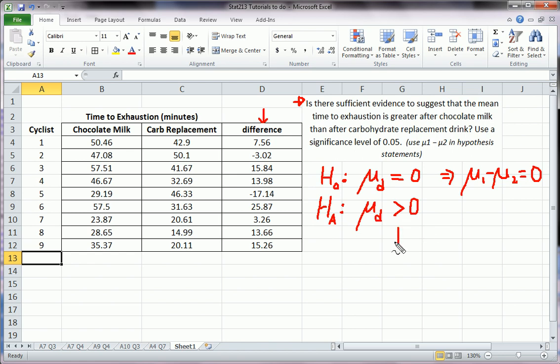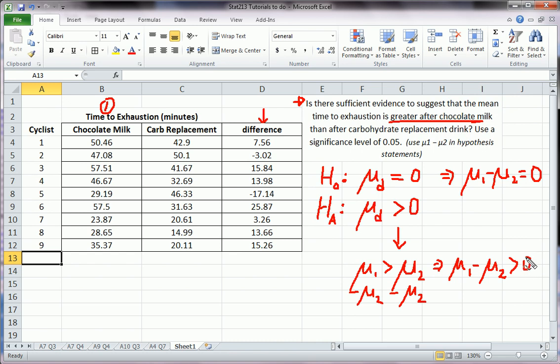Well, let me pull this down here and break it out into mu 1s and mu 2s. We just said that what we want to test is if mu of the chocolate drink is greater than mu of the carb replacement drink, and I'm getting the greater from right here. Is there sufficient evidence to suggest that the mean time to exhaustion is greater after chocolate milk? Remember, chocolate milk was group 1, so hence mu 1 is greater than mu carbohydrate drink. Then I do a little subtraction, a little manipulation here, and I get mu 1 minus mu 2 is greater than 0, right?